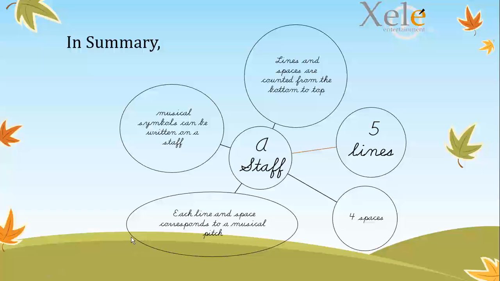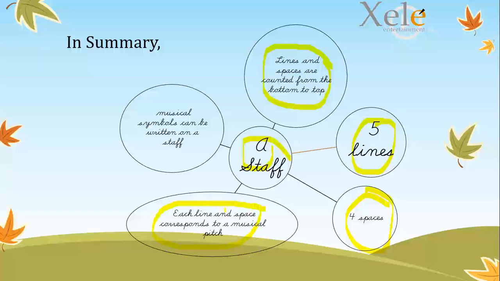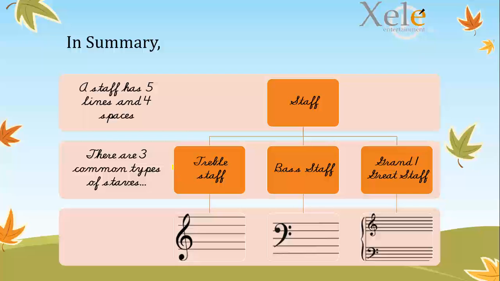So in summary, today we have been able to take a look at the staff. We said the staff has 5 lines and it has 4 spaces. We said the lines and spaces of the staff are counted from the bottom to the top, and that each line and space corresponds to a musical pitch. We also said musical symbols and musical notes can be written on a staff. And we saw the types of staves that we have. We have the treble staff, we have the bass staff, and the grand staff or the great staff.